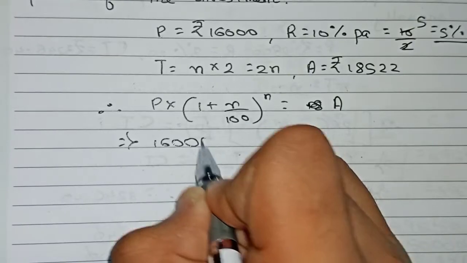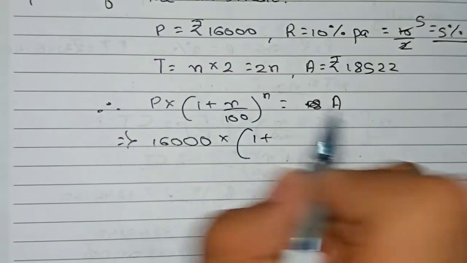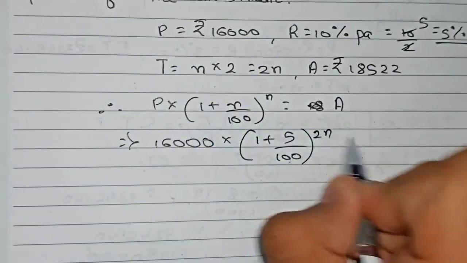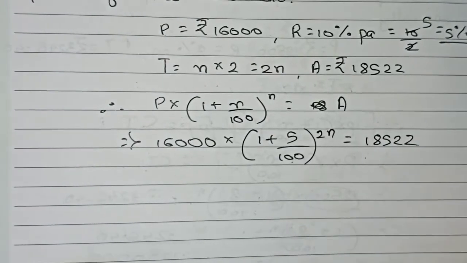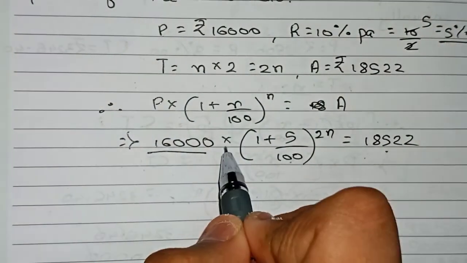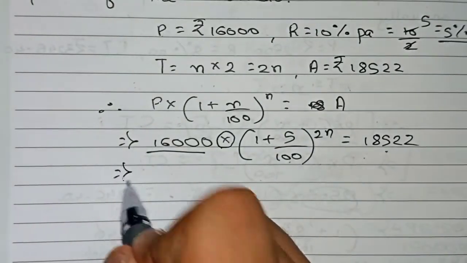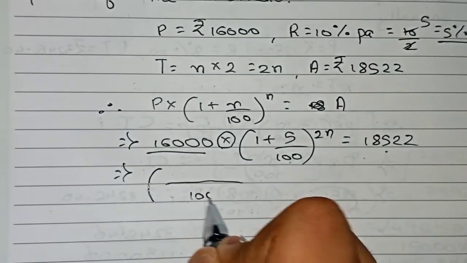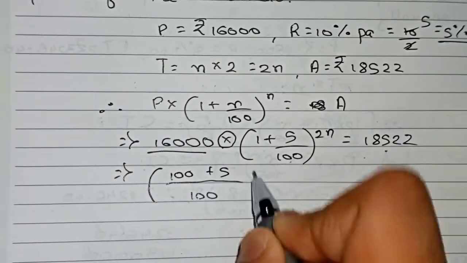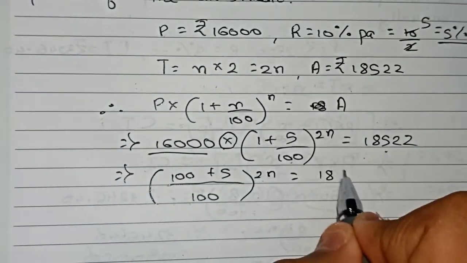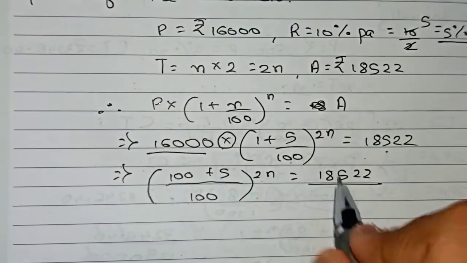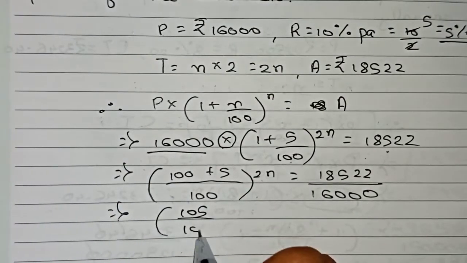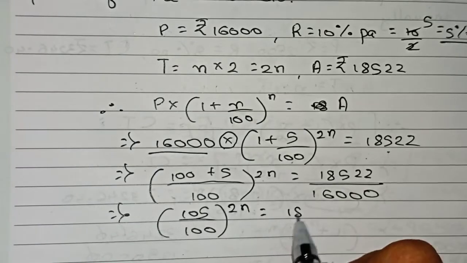Principal is 16,000 into 1 plus rate, which is 5 by 100, to the power n, meaning to the power 2n, is equal to the amount, that is 18,522. So first, take this number to this side. As it is in multiplication here, it will go for division here. Before writing the numbers, we solve the inside portion of the bracket. The LCM is 100, so 100 plus 5, to the power 2n, is equal to 18,522 by 16,000. So it becomes 105 by 100 to the power 2n is equal to 18,522 by 16,000.